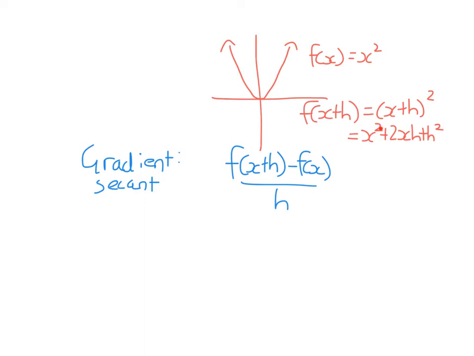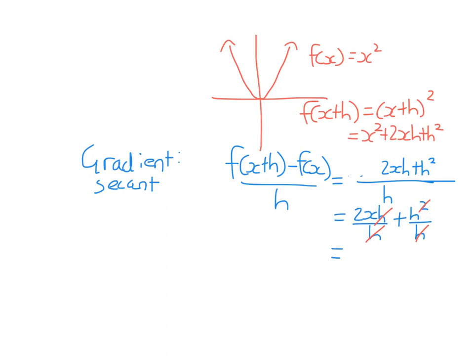So substituting f of x plus h and f of x into the formula, I get this. So I have f of x plus h, which is this thing, minus f of x, which is this thing, over h. So of course, x squared minus x squared, they just cancel out, and I'm left with this. Making it a bit easier to work with, I can split up the top fraction as 2xh over h plus h squared over h. So dividing top and bottom by h, I'm left with this, 2x plus h.